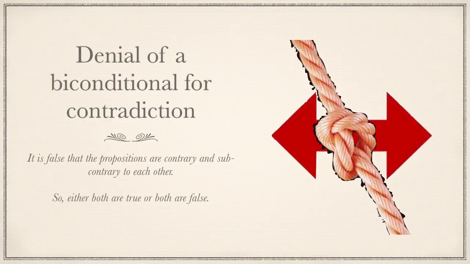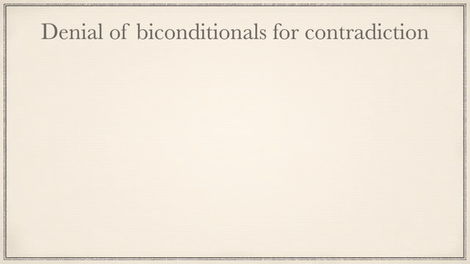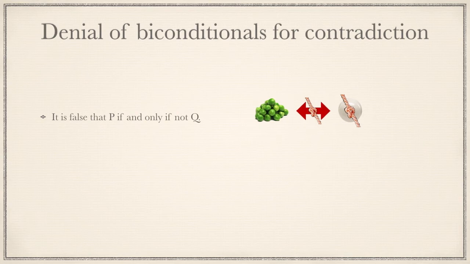Perhaps paradoxically, the denial for contradiction is much easier to understand. Recall that contradictory propositions have opposing truth values, that is, they are contrary and subcontrary. In order to show that a biconditional for contradiction is false, you merely need to show an instance where both P and Q have the same truth value, either both true or both false. The form is simple enough. We start with the denial of the biconditional for contradiction. This means that either P is not contrary to Q, or P is not subcontrary to Q.